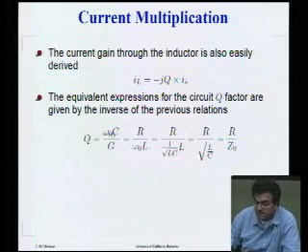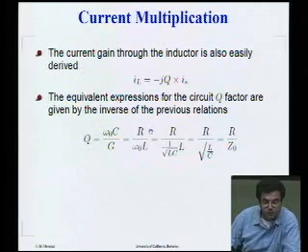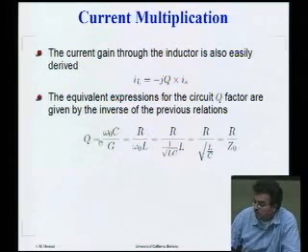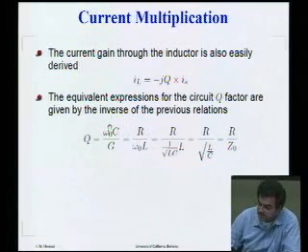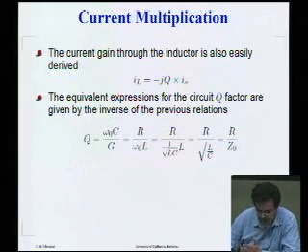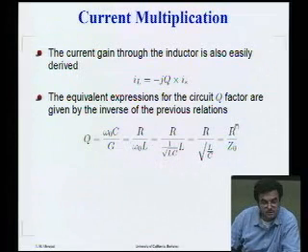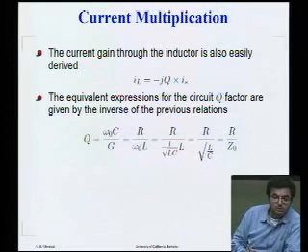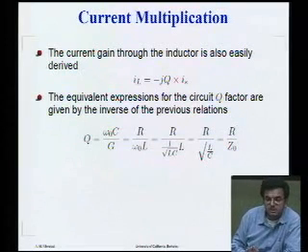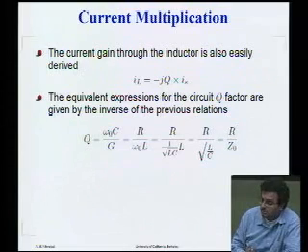I can start out where I started before, omega naught C over G. Well, G is just 1 over R, so I put R in the numerator here. And at resonance, 1 over omega C is equal to omega naught L. So I have R over omega naught L. And again, I can substitute for omega naught L as being 1 over square root of LC. And I have this other expression, which is the ratio of two resistors, R over Z naught, where again Z naught is a fictitious resistor, which is the characteristic impedance of the circuit.